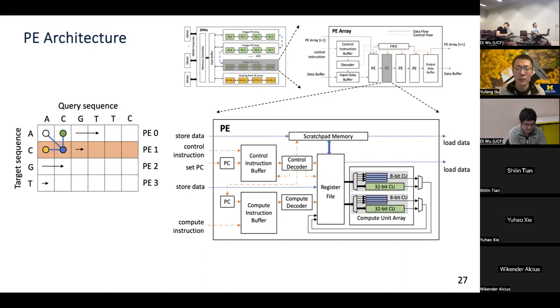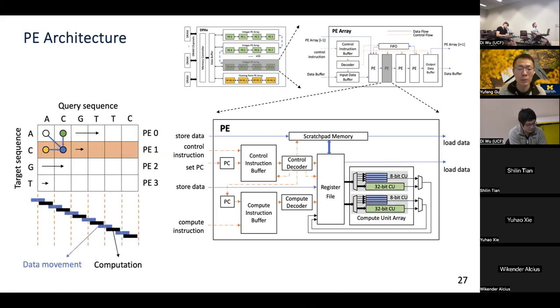There are also control instructions. They control the data movement between different components, like the register file, the scratchpad memory, and the data movement between these components and the input-output ports. The control instruction also pipelines the data movement and the computations. So this is the processing unit architecture.